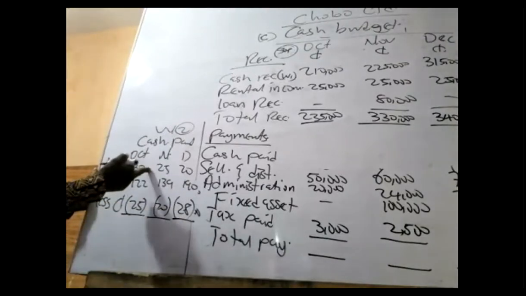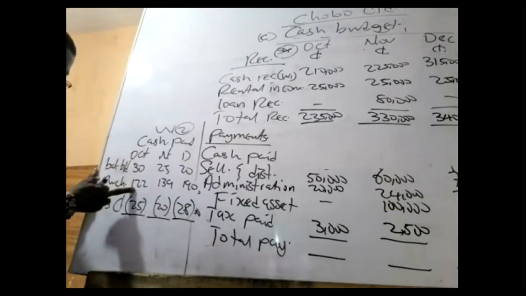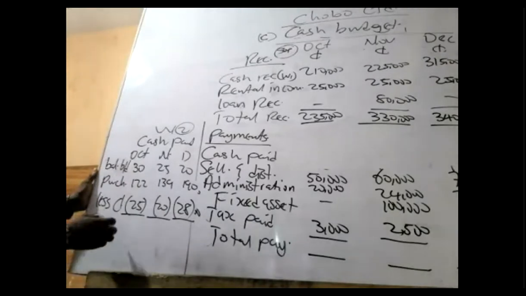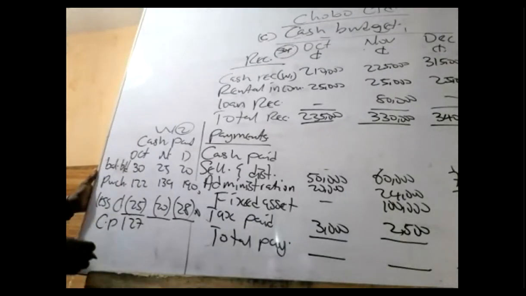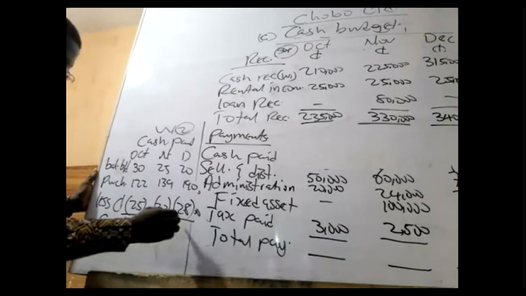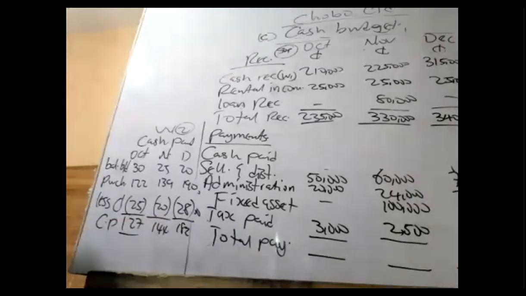So 30 plus 122, that's 152. Plus 25, that'll be 177. So that gives us 127, right? That's the cash paid. So 144, 182. So basically, that is it.